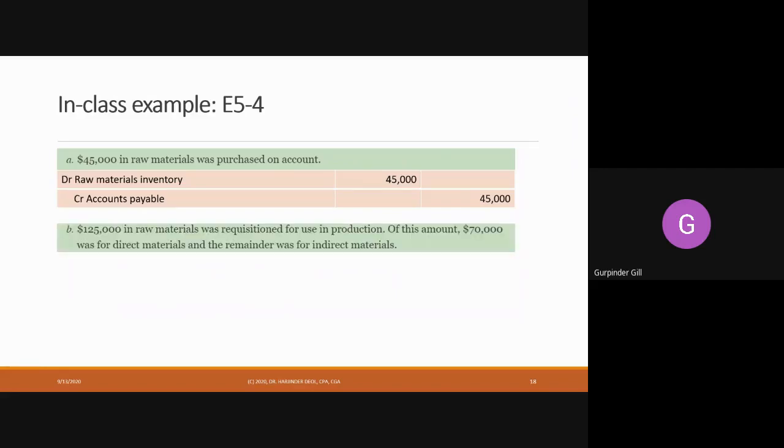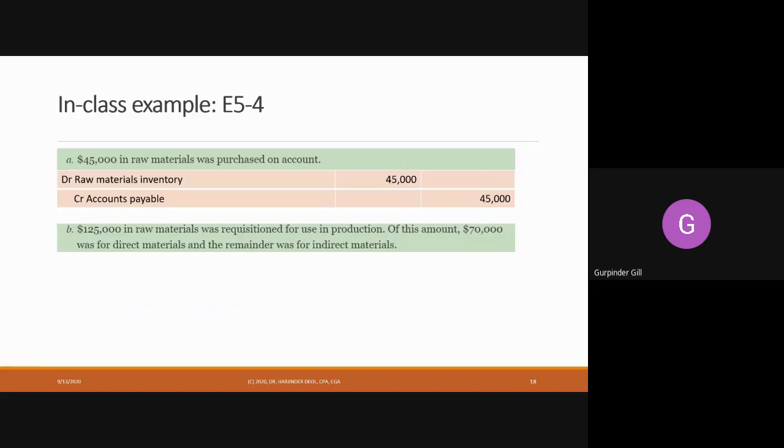Now, $125,000 in raw material was requisitioned for use in production. So this $125,000 worth of raw material is moving into the production line. At this stage, we will have to look at direct and indirect so that we can cost it accordingly. Anything direct will go to your work in process, indirect will go to your manufacturing overhead account.